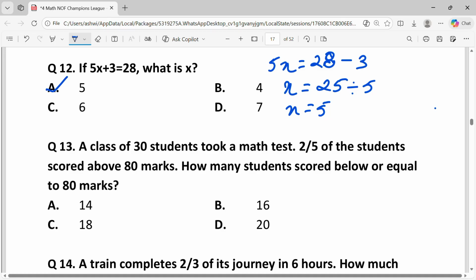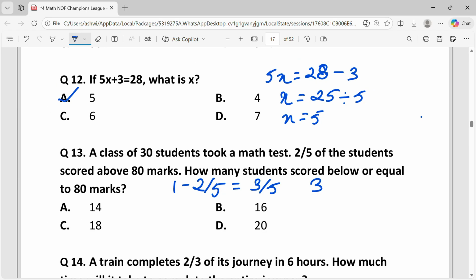Question 13. A class of 30 students took a math test. Two-fifths of the students scored above 80 marks. How many scored below or equal to 80 marks? The fraction of students that scored below or equal to 80 marks is 1 minus 2 by 5, that is equal to 3 by 5. So the number of students is 3 by 5 into the total number of students, that is 30, which is equal to 18. That is option C.